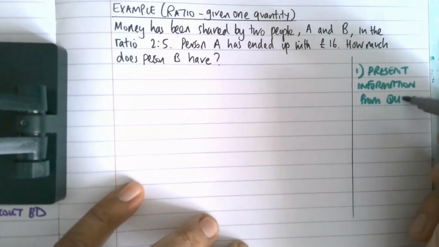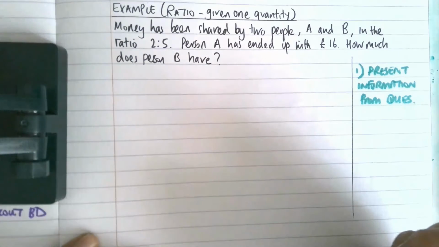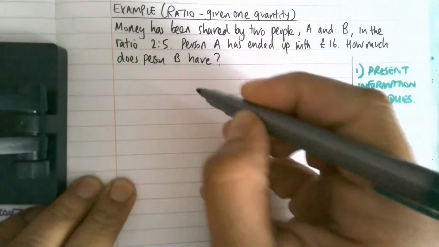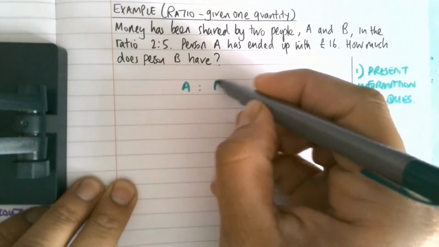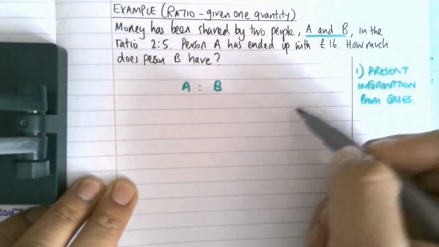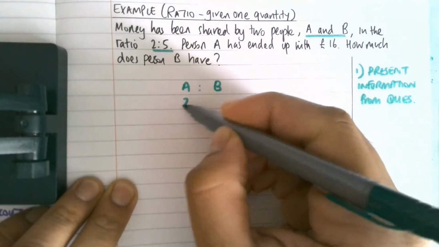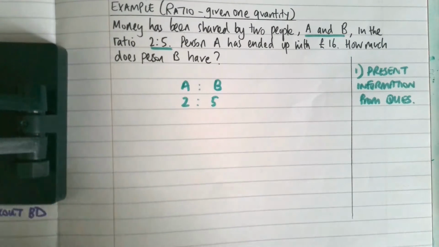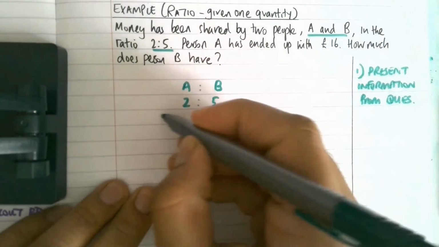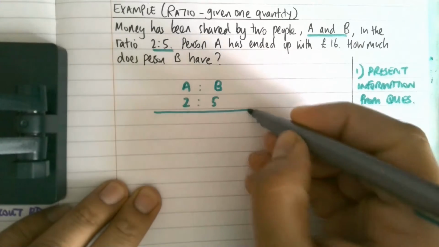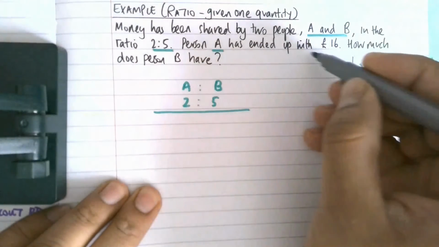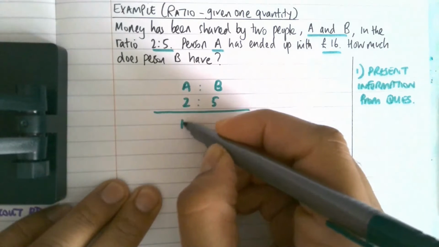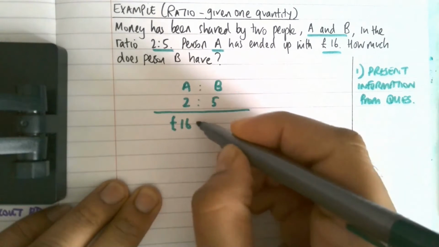So step number 1, present information from the question. Read the question as you go through it, either highlight or cross off or underline key parts. So two people A and B share money in the ratio 2 to 5, and then person A has ended up with £16, so let's add that in as well. I've drawn a line just so I can split up the information.